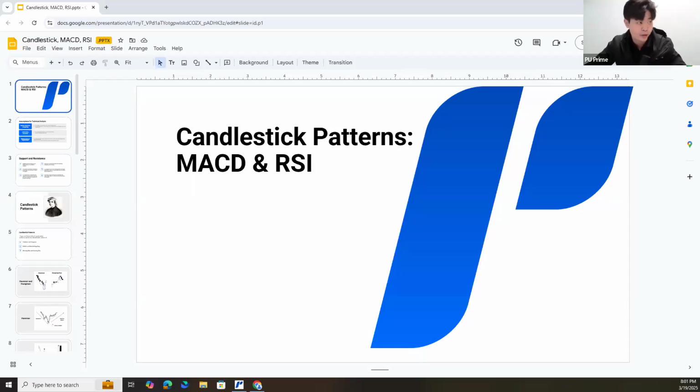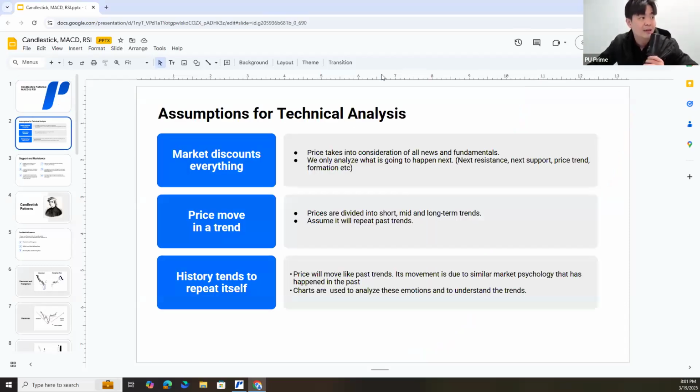So now we are going to start our webinar right now. In today's topic, we will let you understand what is candlestick pattern combined with our MACD and RSI. So here are the assumptions before we discuss deeply about all of the candlestick pattern, MACD and RSI.